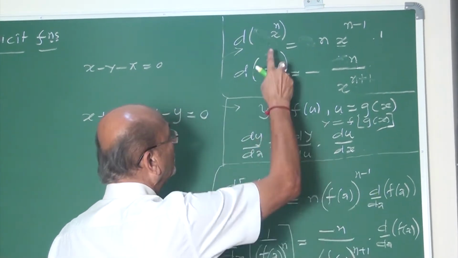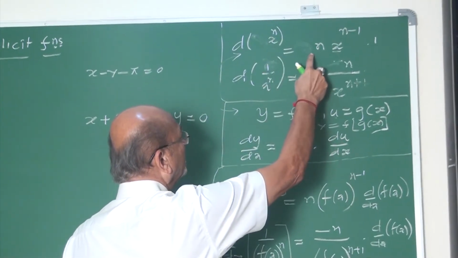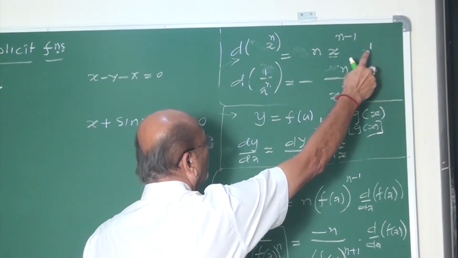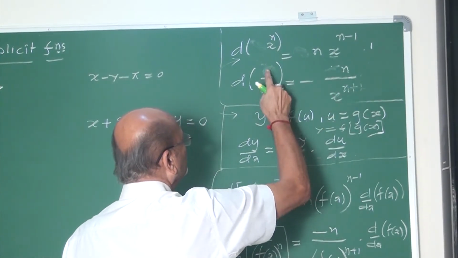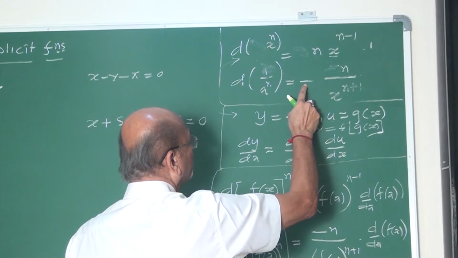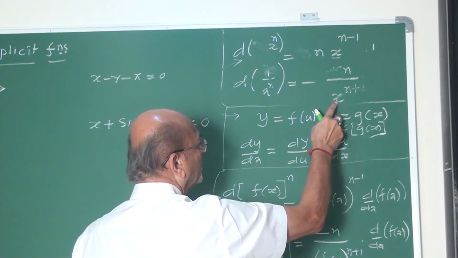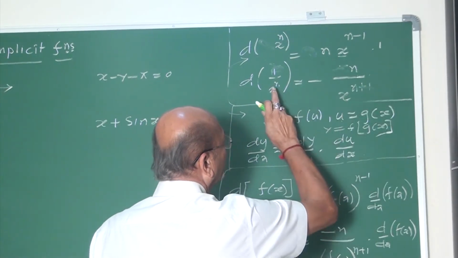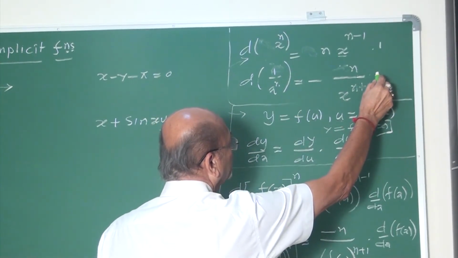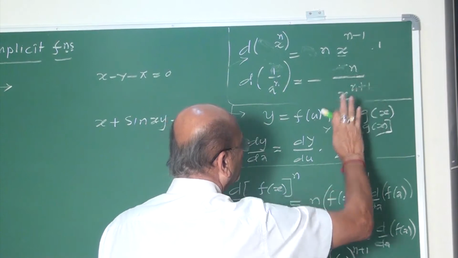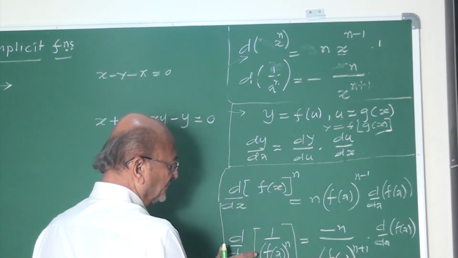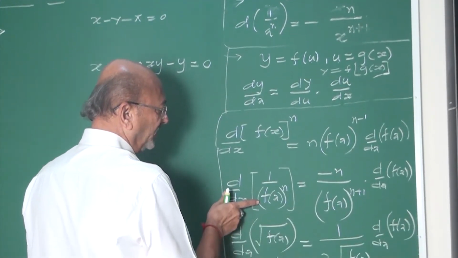When it is x to the power n, it is n into x to the power n minus 1, that's all. And 1 upon x to the power n is, by the formula, minus n upon x to the power n plus 1. I have not written the derivative of x here. Why? Derivative of x is 1. But in this case, it is other than x.